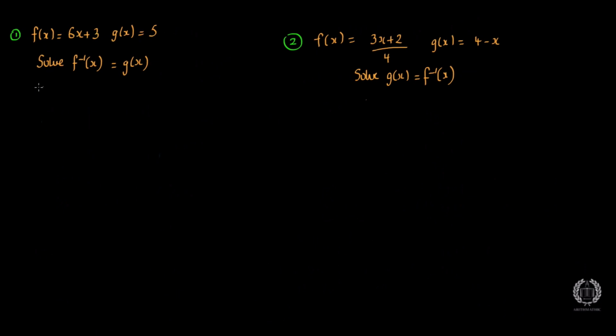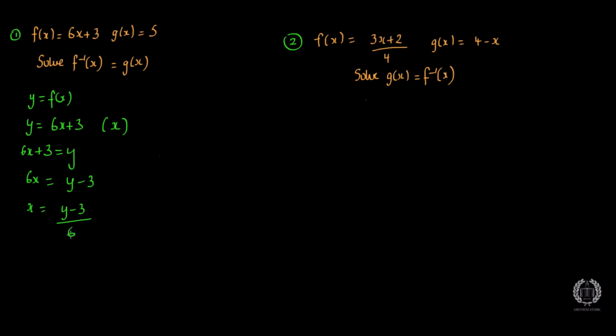Okay, so let's do the first one. So f minus 1 of x means I need to find my inverse function for f of x. The first thing I'm going to do is y equals f of x. So y equals, we know our f of x function, which is 6x plus 3. To find the inverse function, what we need to do is make x the subject. So we can rewrite this as 6x plus 3 equals y. And then because we want x as the subject, bring the 3 to the other side, so y minus 3. And the final step is we want to divide that by 6. So y minus 3 divided by 6.